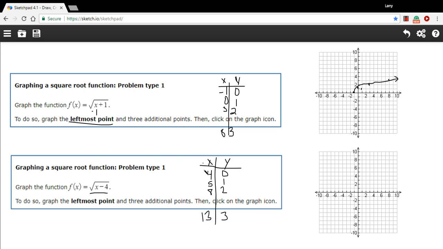So here's our leftmost point, 4, 0. So that'd be right here. And then we have 5, 1. And then we have 8, 2. And then we have, I'll just have to estimate this, 13, 3. So there. And we'll sketch in our curve. So that is a little bit of work with graphing square root functions.